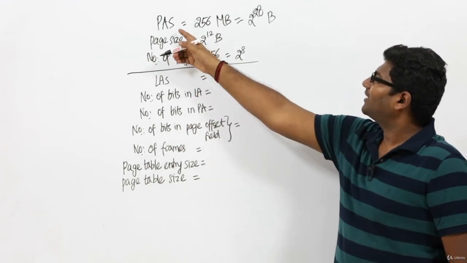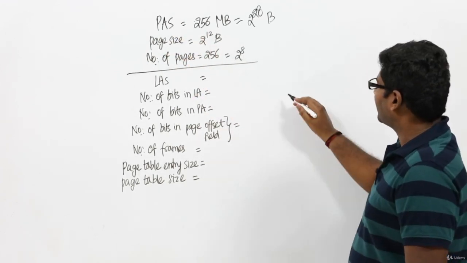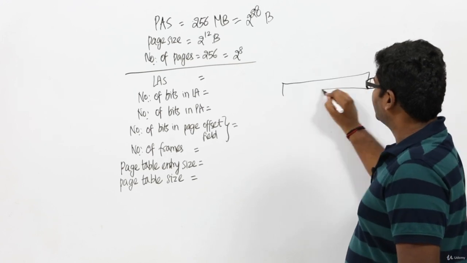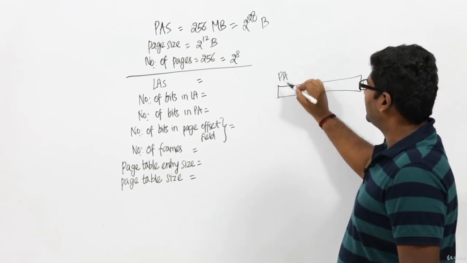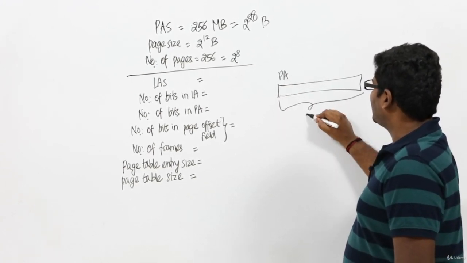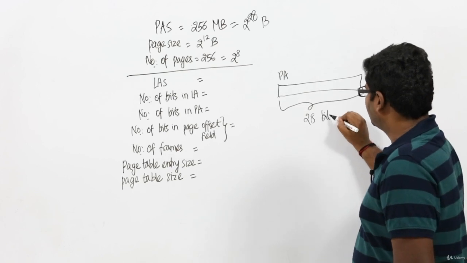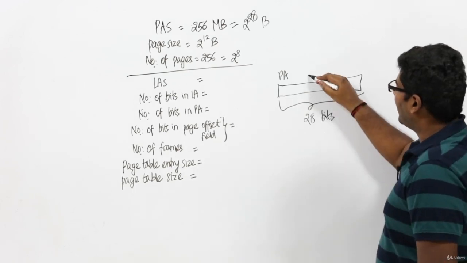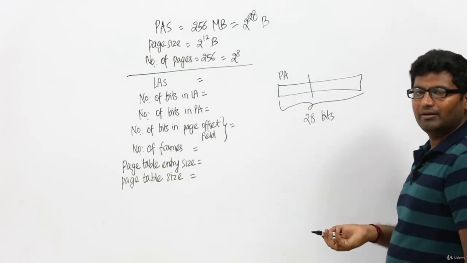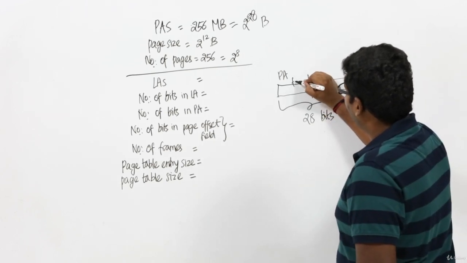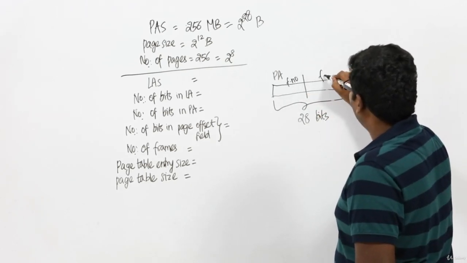Now from this we can say that from physical address space, the number of bits in physical address will be equal to 28 bits. Now our physical address will have two fields, right? Frame number and frame offset field. Frame number field and frame offset field.